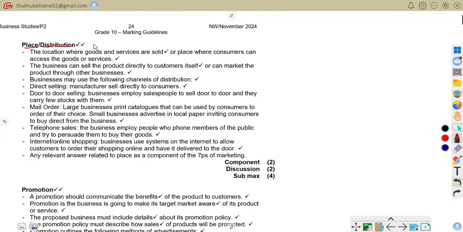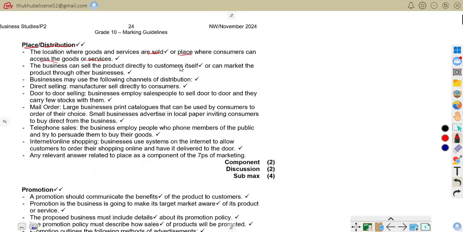Distribution, or place. The location where goods and services are sold, or the place where consumers can access the goods or services. So you're talking about the location now, place. Where is your business found? Where are your products or services accessed? So that is very important.